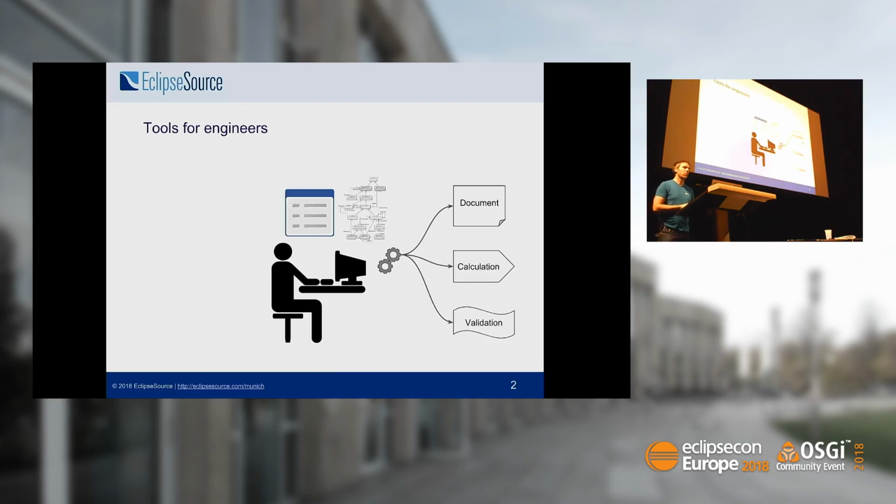Now, typical use cases, what you actually do with a model, or with a structured data describing something in your domain. You do not just do that for the sake of doing it, but you try to gain benefit from this artifact. Typical cases, document something, for example, to send this to production, and then they actually produce a machine based on this information. To calculate something, for example, the cost of a machine. To validate something, for example, whether all the parts fit together or whether the power is enough or something like that.